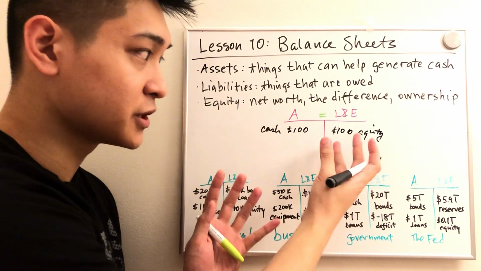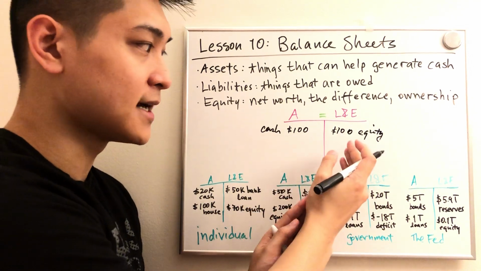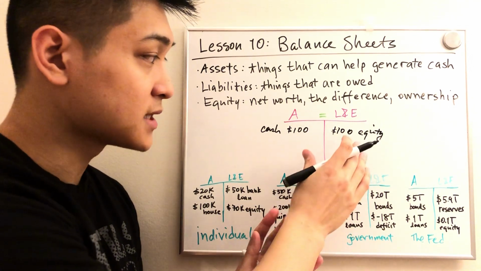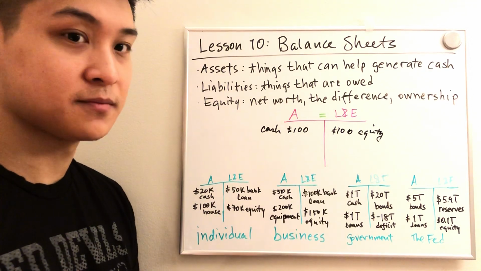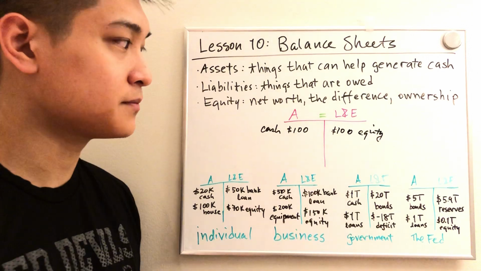And so we're still good here. The asset side equals the liabilities and equity. The two sides of the balance sheet balance. And so this all makes sense. I own the $100 outright.